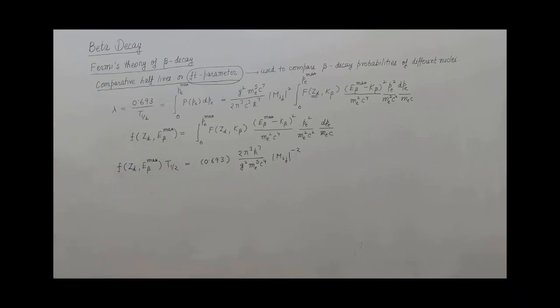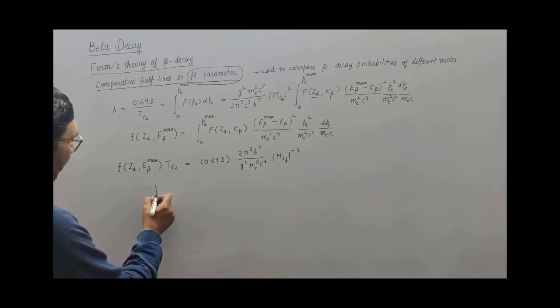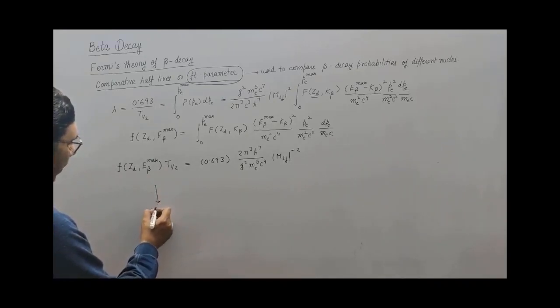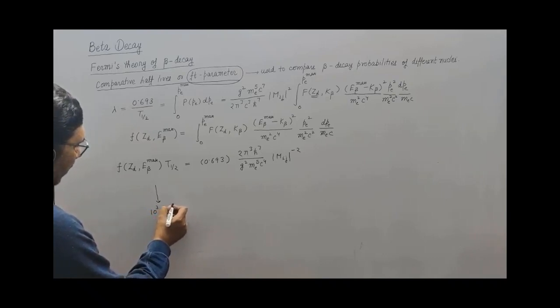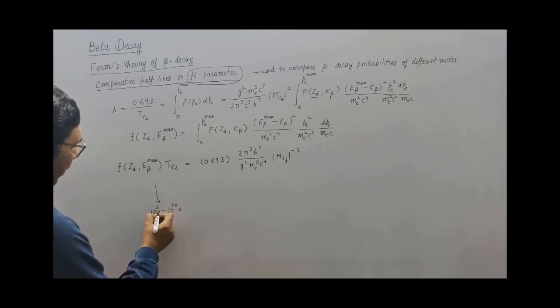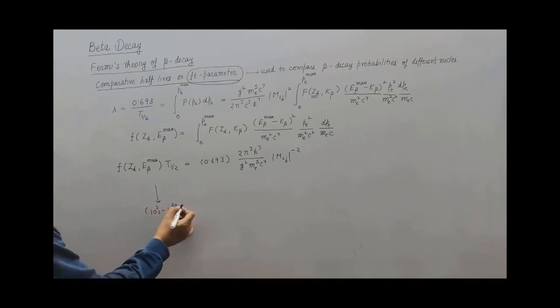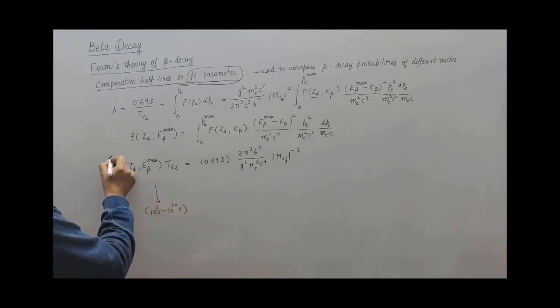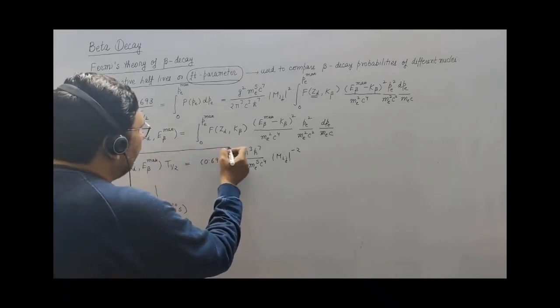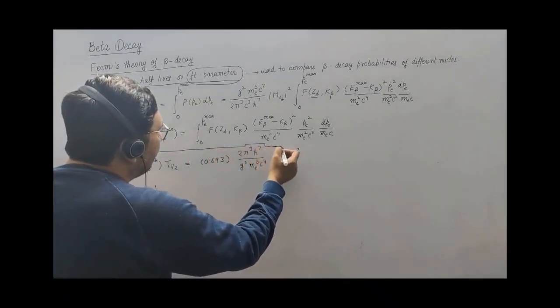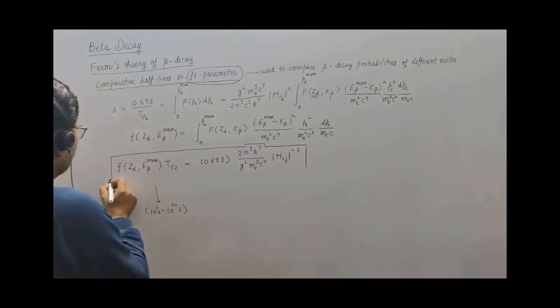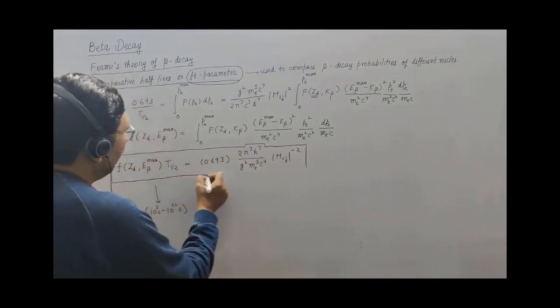By comparing this value for different nuclei, we can predict which nuclei has higher probability for beta decay. These FT values vary from 10 to the power 3 second to 10 to the power 20 second. So on the basis of this FT parameter, we basically compare different nuclei for their beta decay probabilities.